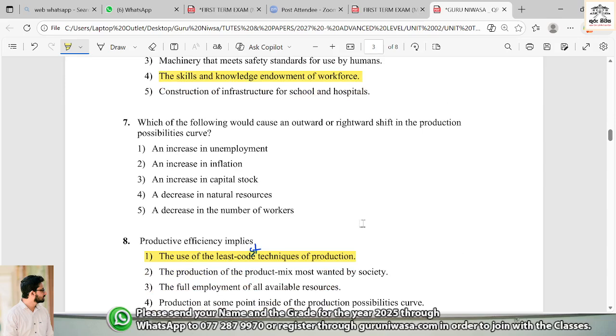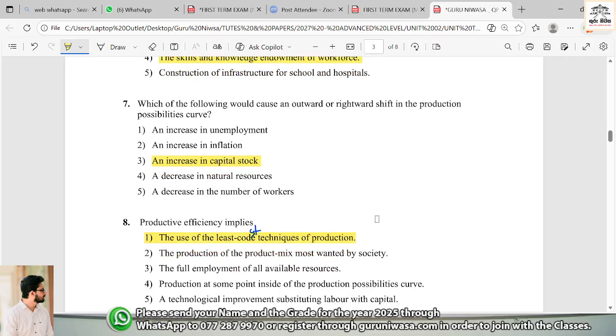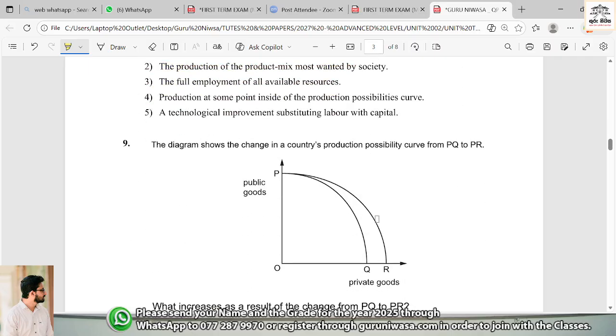Seventh one, the answer is, as Deepna said, the third one. The PPC curve shifts to the right side if there is an increase in capital stock. Capital stock means one of the factors of production. An increase in one of the factors of production causes the PPC curve to shift to the right side. So the answer is the third one. Eighth one, the answer is the first one. Ninth one, good question.